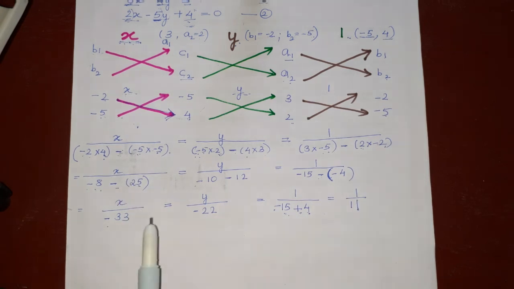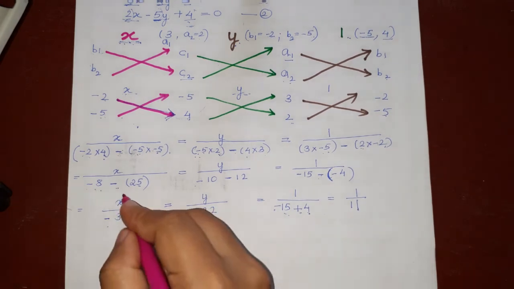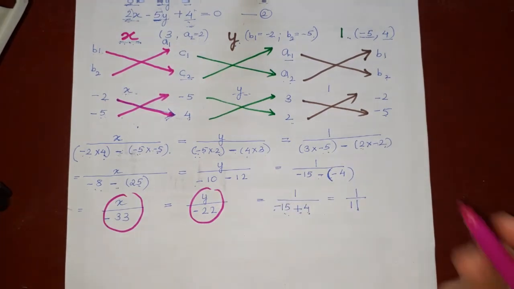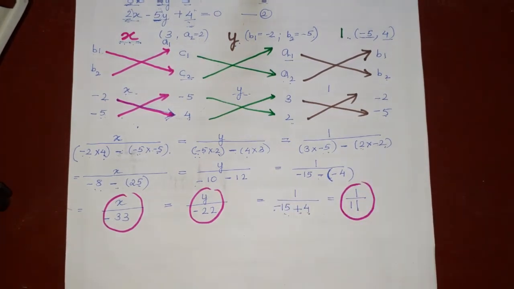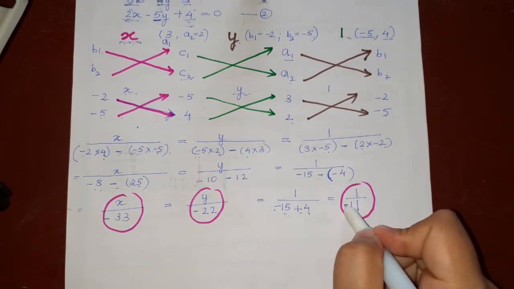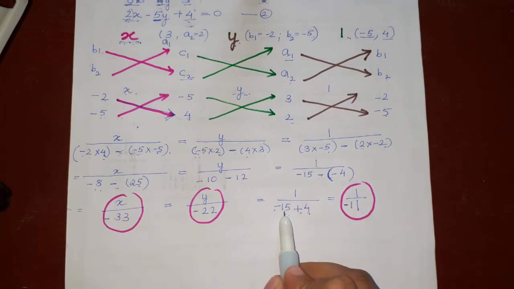Now we got these three things, that is x upon 33, y upon 22, and 1 upon 11 with a negative sign. How? 15 minus 4 is 11, but the bigger number has this minus sign, so it will come with a negative sign.